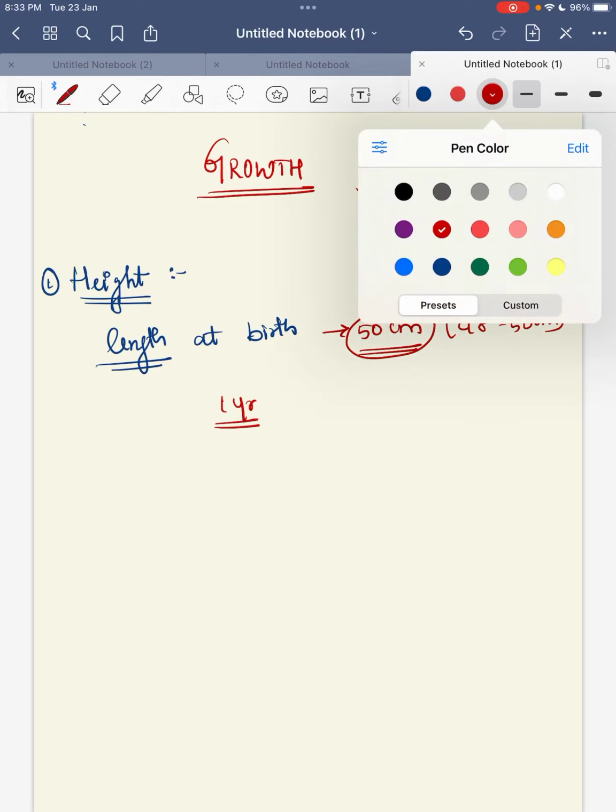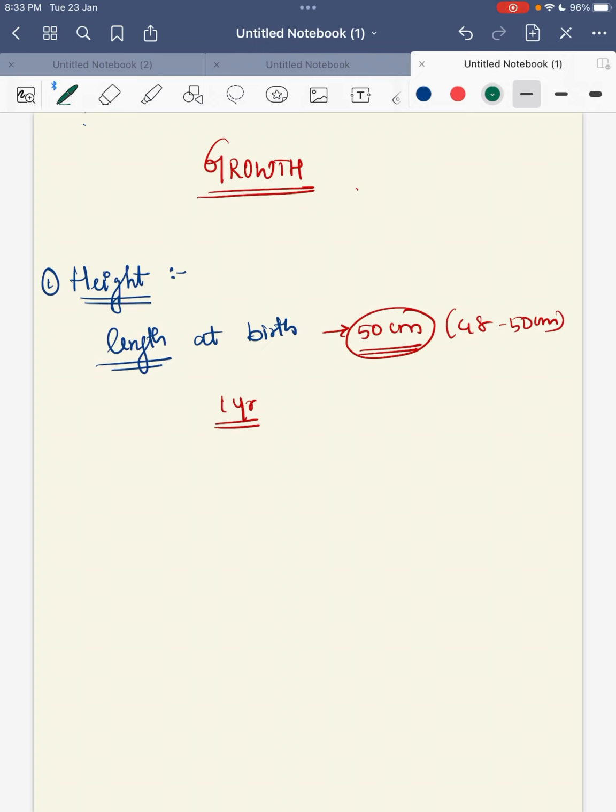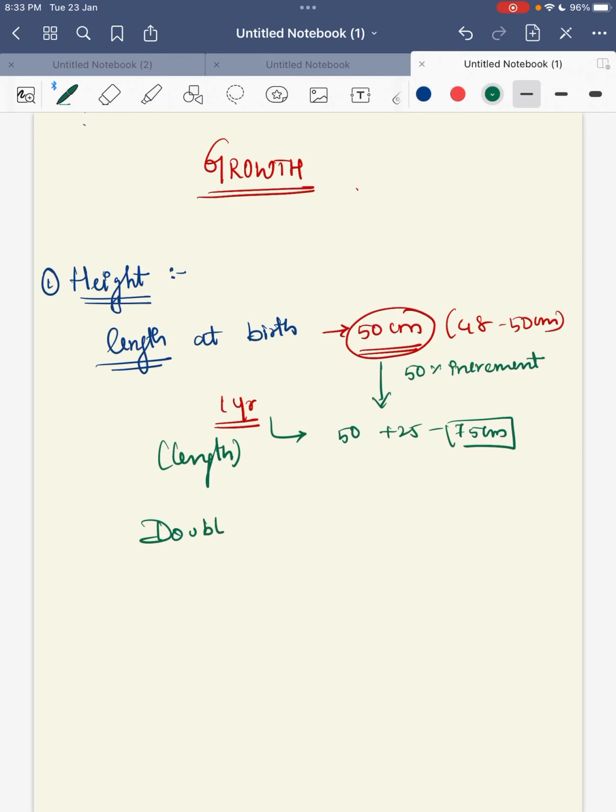When a child becomes 1 year of age, there will be an increment in height. There will be a 50% increment in the height. So what is 50% of 50 centimeter? It is 25. So 50 plus 25, it is 75 centimeter. So during the first year, the child's length, not the height, it is the length, will be 75 centimeter.